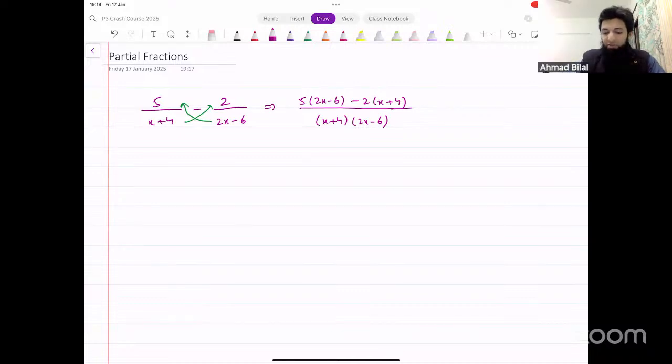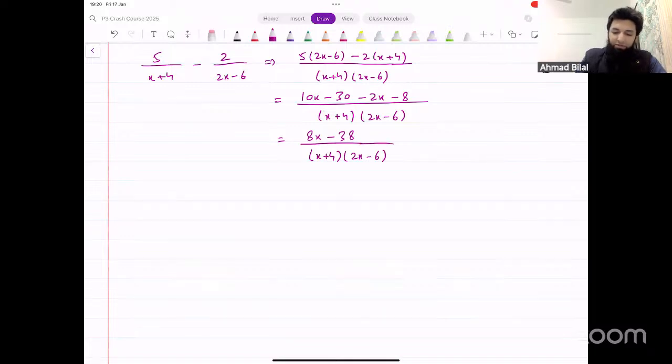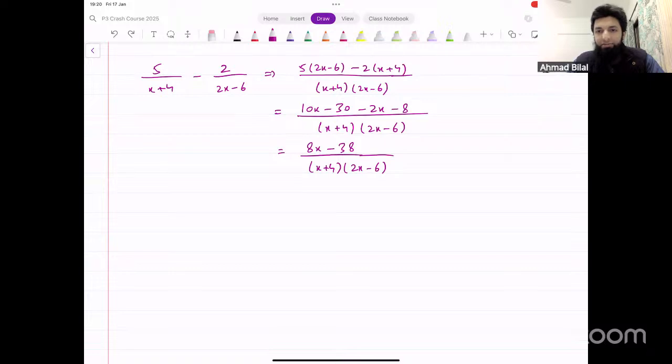Now let's simplify this further. The numerator gives you 10x minus 30 minus 2x minus 8. The denominator is x plus 4 into 2x minus 6. We leave the denominator in unsimplified form generally. We leave it in factorized form. This is factorized form. Let's simplify the numerator further, and that will give us 8x minus 38 divided by x plus 4 times 2x minus 6. This is the simplified form of these two fractions, right? That's called taking LCM, and converting multiple fractions to a single fraction like this. All of you are familiar with this. You've been doing this for years. This is something straightforward to do, right?